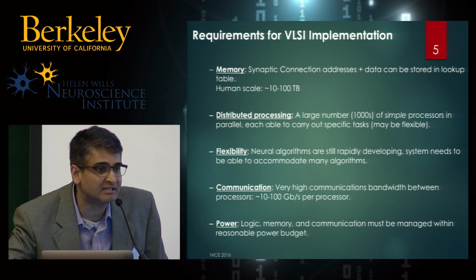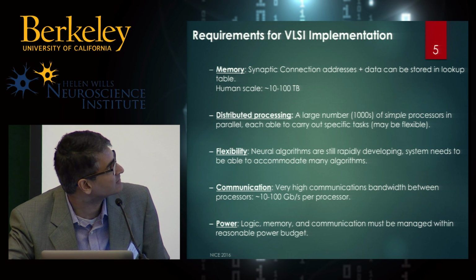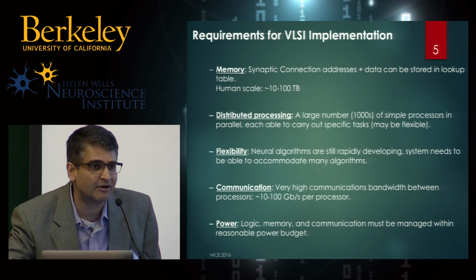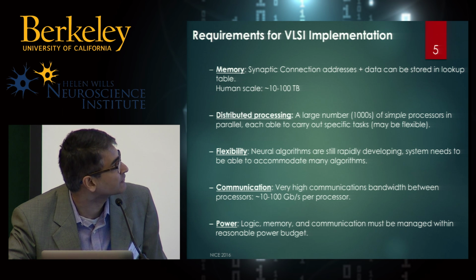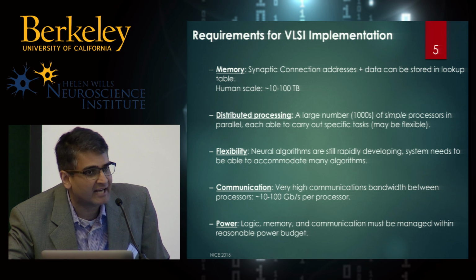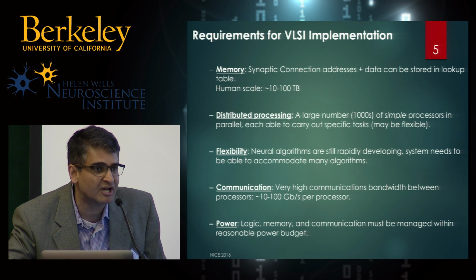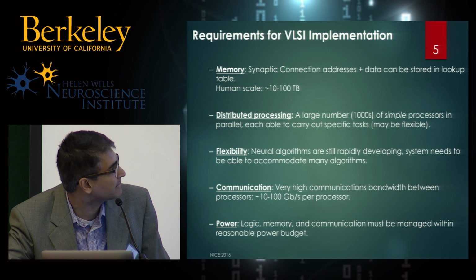The second requirement is we can't operate on all of this in a sequential manner, so we want to spread out and distribute. Perhaps use a large number, in the thousands, of simple processors in parallel. Each of these may be able to carry out some kind of specialized task, yet we'd like to be flexible in what we assign, and maybe the task assigned to each of the processors could be different. Since the neural algorithms are rapidly evolving, we would like the flexibility to change what that particular task given to a processor might be.